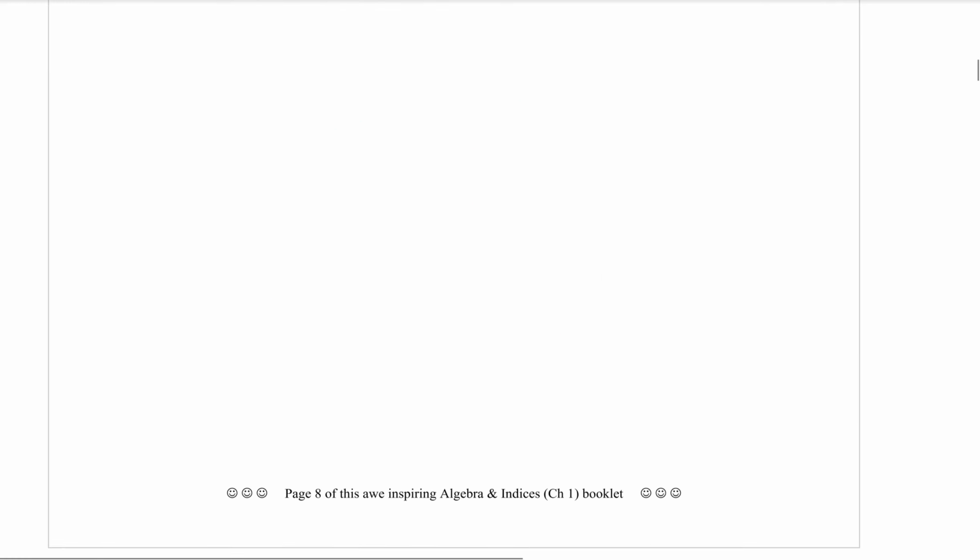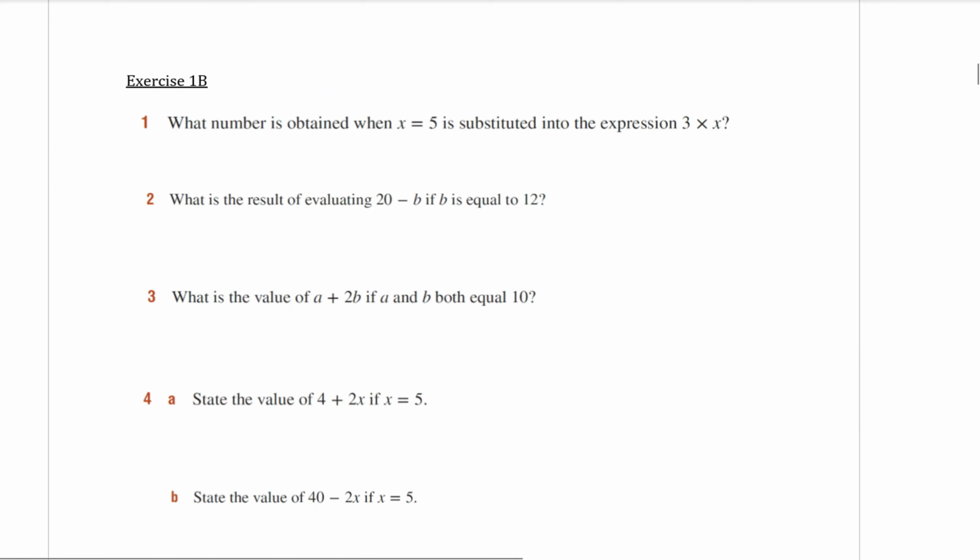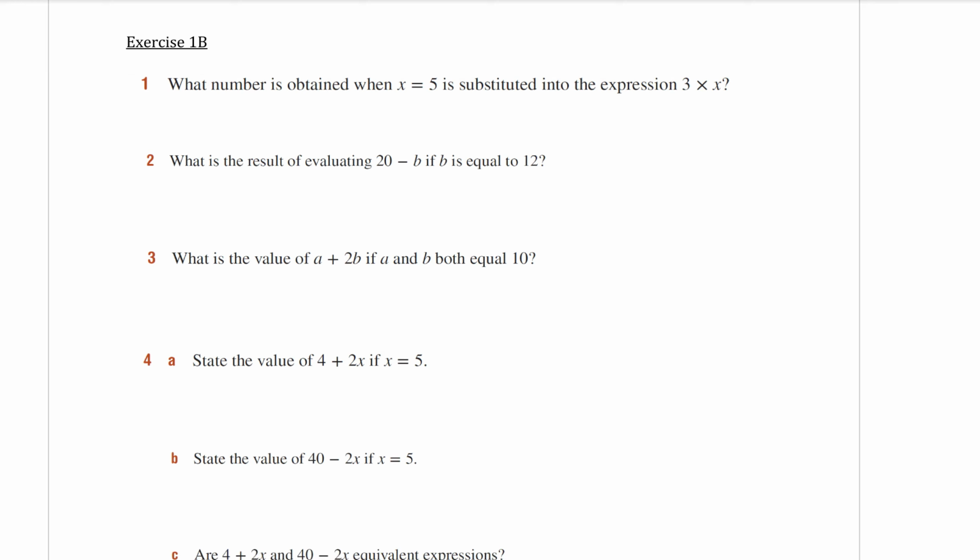Your turn to practice. Here is exercise 1B. It is on page 9, 10, and 11. Okay, so 3 pages. You should be able to get most of that done before the bell. Okay, so do you want me to get you started? You don't need me to get you started.